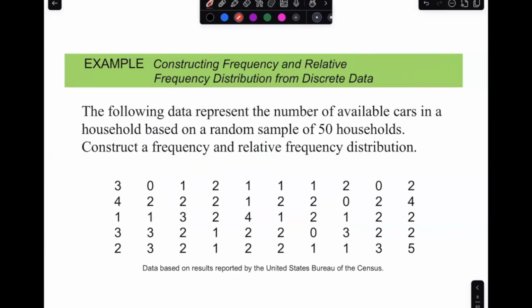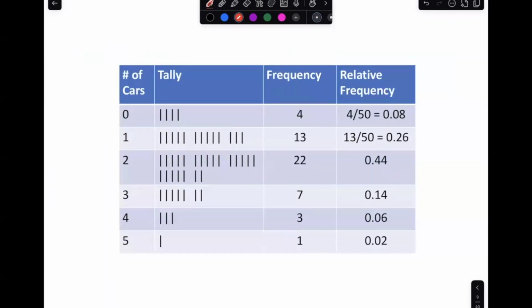Okay. So we've already created frequency distributions and relative frequency distributions from discrete data. Here is a whole bunch of data. This represents 50 households and how many available cars they have. So I'm going to put them in a table. I do want to sidebar real quick here. There's going to be a couple of questions.